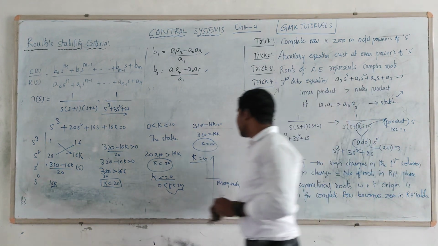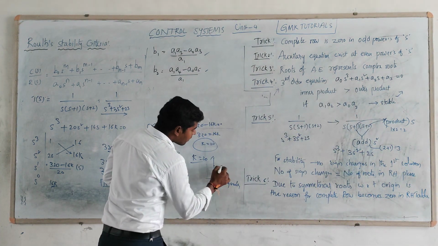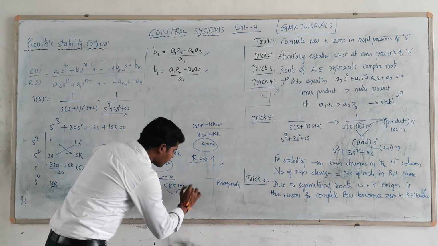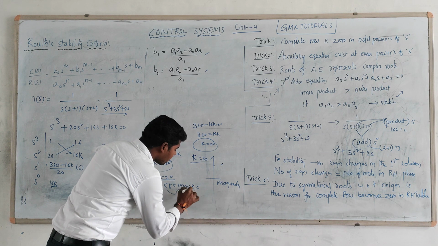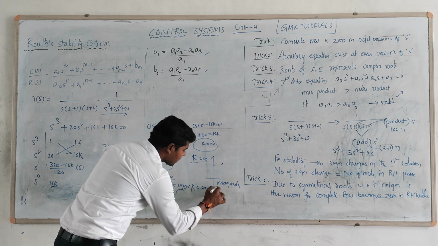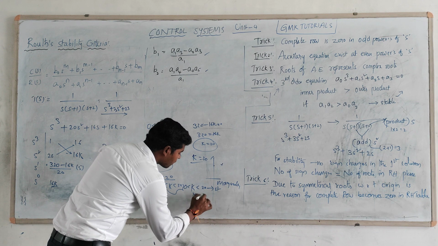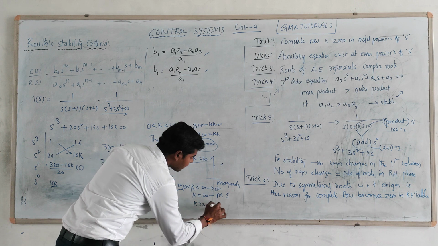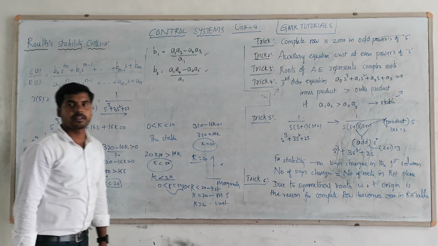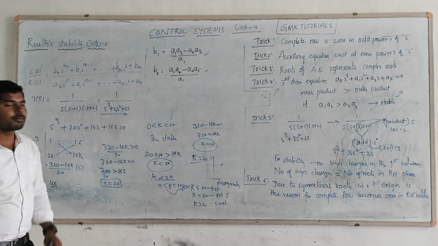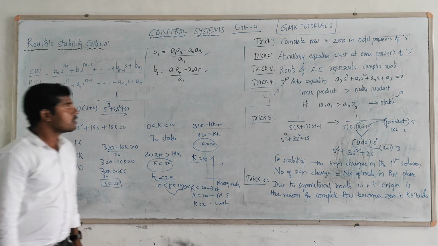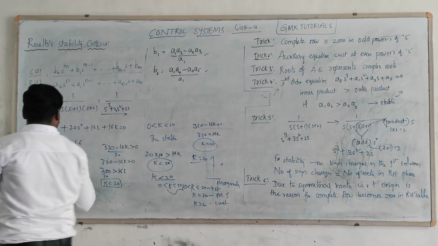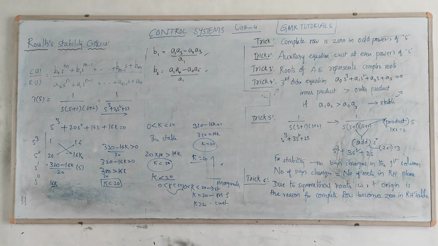If k is greater than 20, the poles move to some location elsewhere, and at that time the system becomes unstable. So the trick for this one: for k less than 20 the system is stable, k equal to 20 marginally stable, and k greater than 20 unstable. These are the different problems related to the RH criterion, for finding the k value.